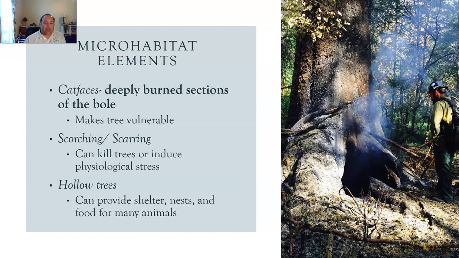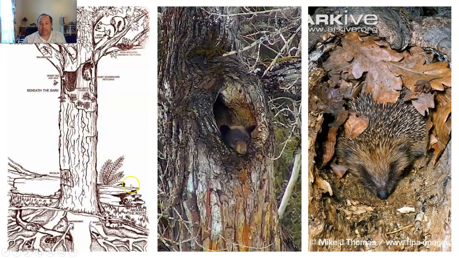And then you can also have hollow trees, which are very similar to the idea of a snag and very similar to the idea of a cat face. A cat face, you just get this kind of hole here down at the bottom of the bowl, but a hollow tree would then be this hole and it would kind of continue on up the tree for a little bit. You could still have the tree be alive because maybe up in the canopy you're not having any problems, but you might have some problems lower in the bowl. But once again, shelter, nests, food. And so here's just some examples of those things.